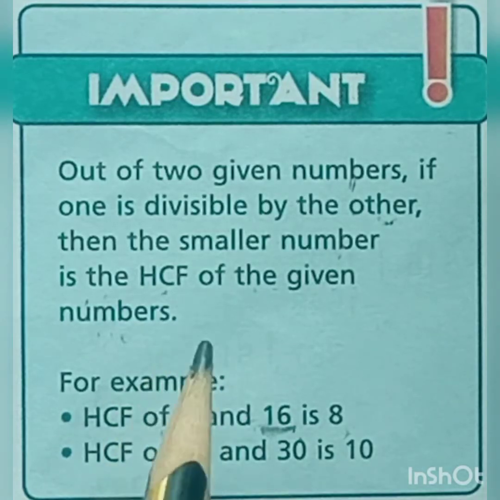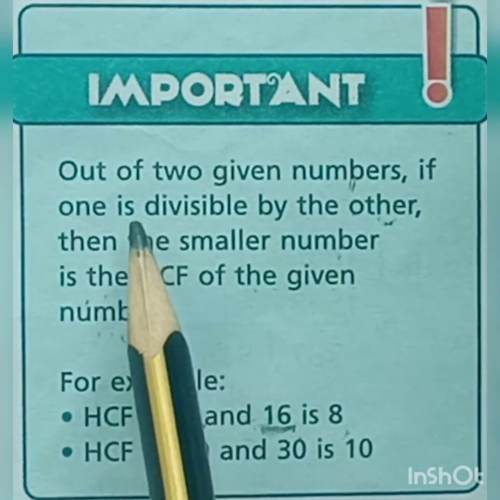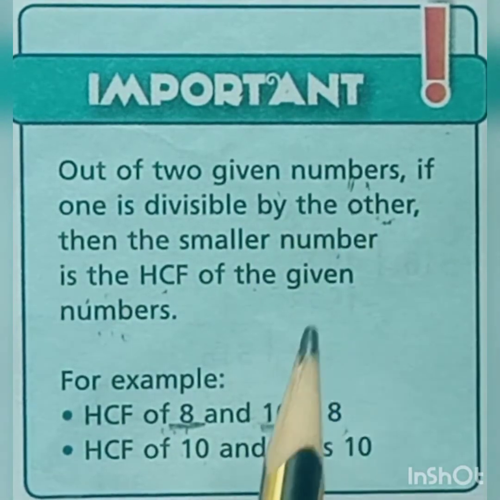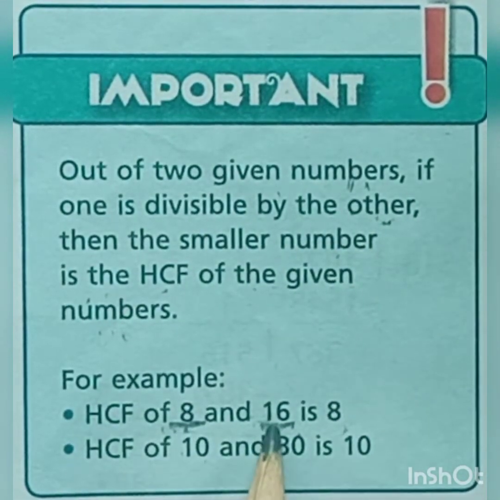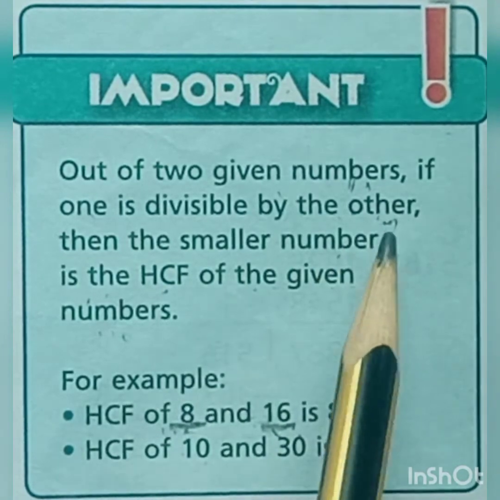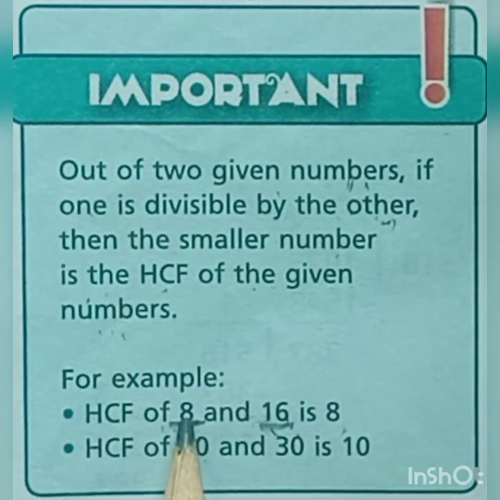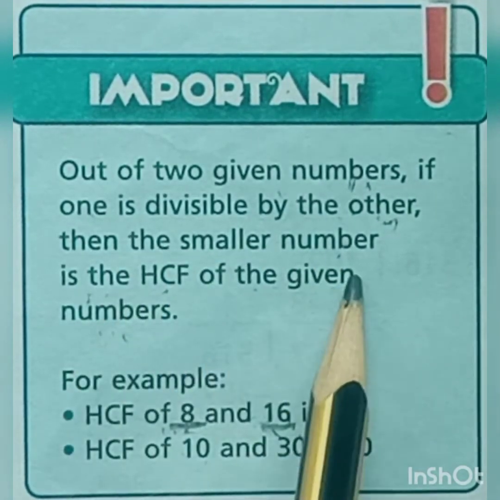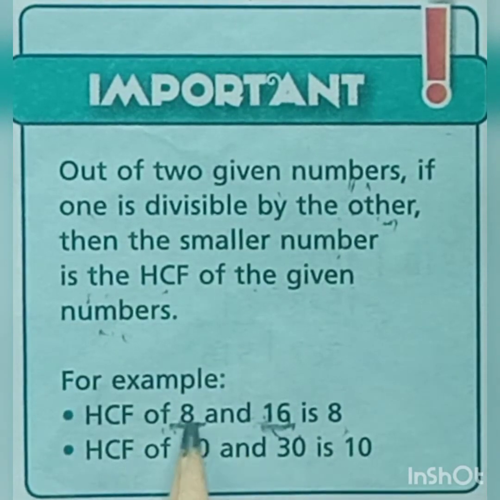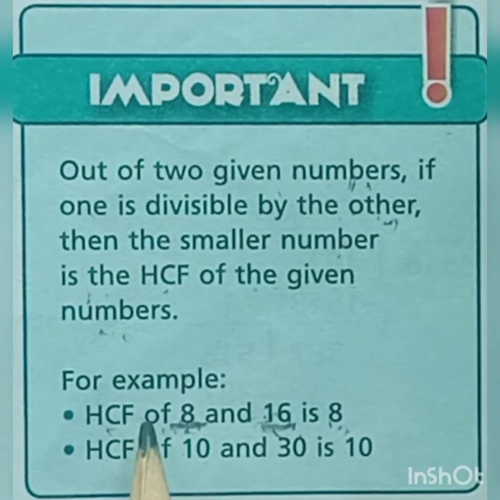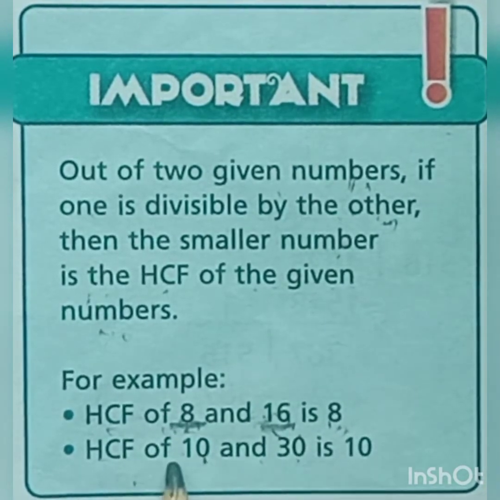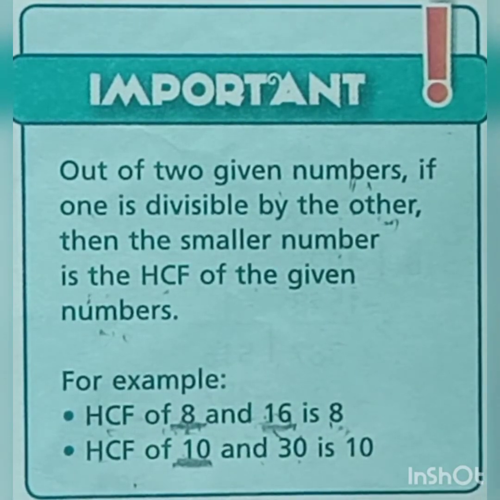Students, this is an important point for finding the HCF of two given numbers. The two given numbers are 8 and 16. If one is divisible by the other, 16 is divisible by 8, then the smaller number is the HCF of the given numbers. The smaller number between these numbers is 8, hence the HCF of the given numbers is 8. Similarly, the HCF of 10 and 30 is the smaller number, that is 10.